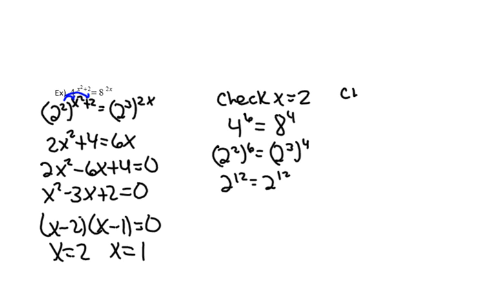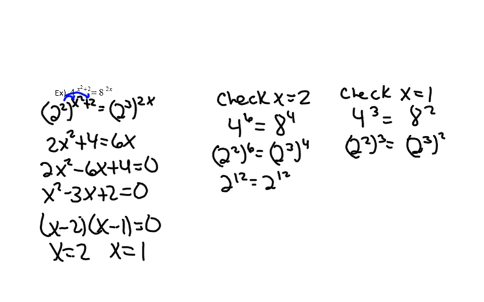All right, let's check x equal to 1. So from the left-hand side of the original, that's 1 squared is 1 plus 2, that's 3, so that's 4 cubed. 2 times 1 is 2. Rewrite. And we can tell on both sides that's 2 to the 6th is equal to 2 to the 6th. So x equal to 2 and x equal to 1 are both solutions to this equation.